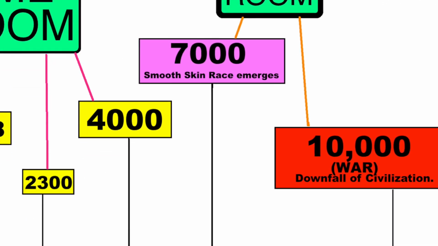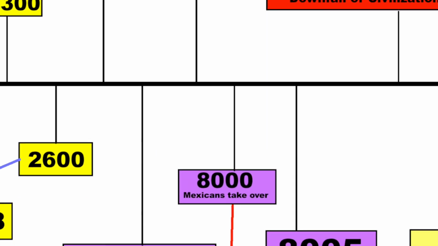It's a travesty. By the year 8000, the Mexican race have completely taken over. In the future, we are the only race that's left, which is the Mexicans. Really? What happened to everybody else? We kind of wiped everyone else out. The Mexicans. We wiped out every other race.